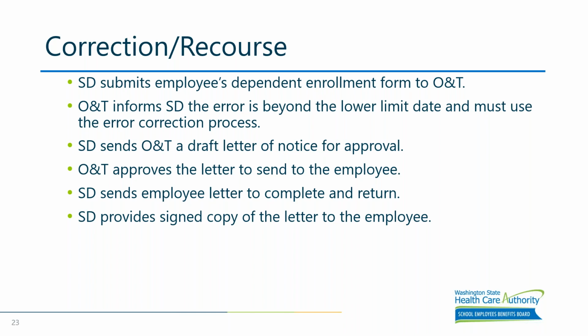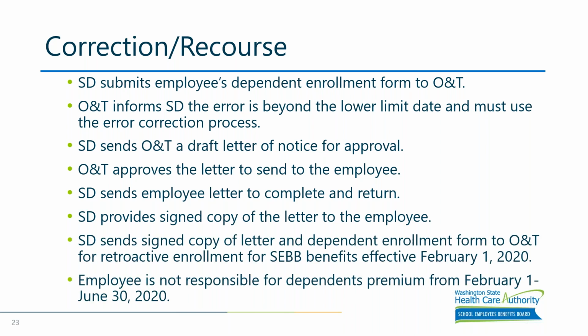The school district then sends the employee the letter to complete and return. And then the school district provides a signed copy of that letter to the employee. They also send a signed copy of the letter and the dependent enrollment form to outreach and training for retroactive enrollment in SEBB benefits with an effective date of February 1st. Again, that employee is not responsible for dependent premiums from February 1st through June 30th. This was an error that the school district made.